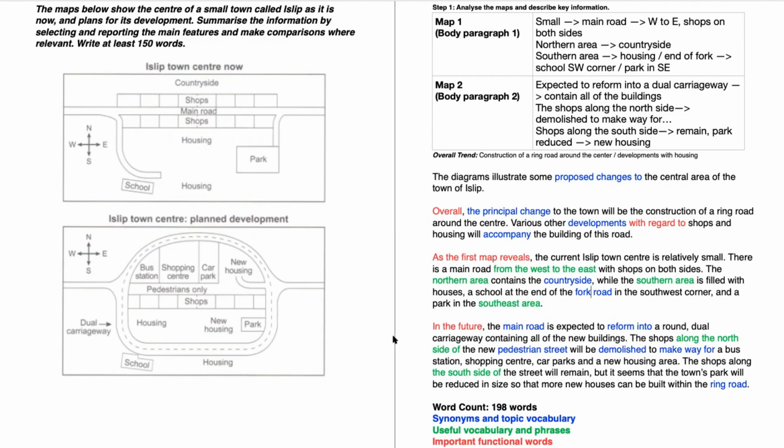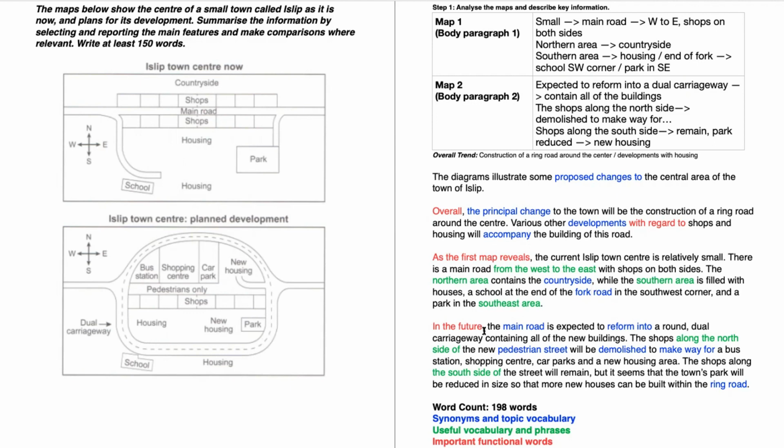The shops along the north side of the new pedestrian street will be demolished to make way for a bus station, shopping center, car parks, and a new housing area. The shops along the south side of the street will remain, but it seems that the town's park will be reduced in size so that more new houses can be built within the ring road.